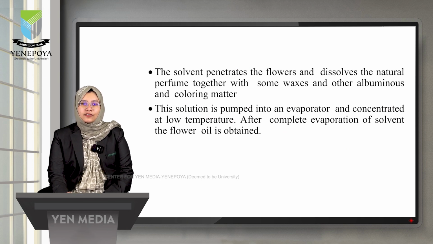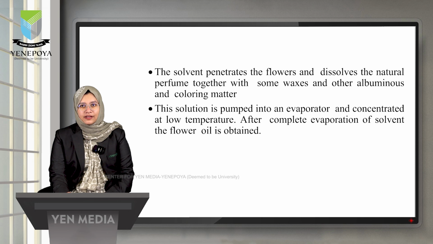So the solvent penetrates into the flower, and along with the volatile oil we get waxes, albuminous and coloring matter. After that, the solution is pumped into an evaporator and concentrated at low temperature. After complete evaporation of the solvent, we get the volatile oil.